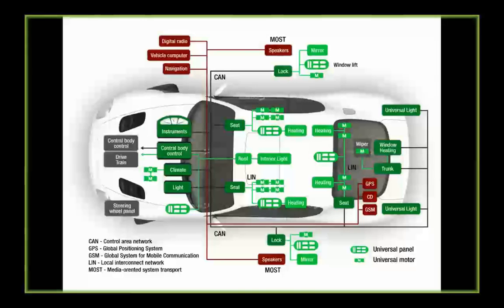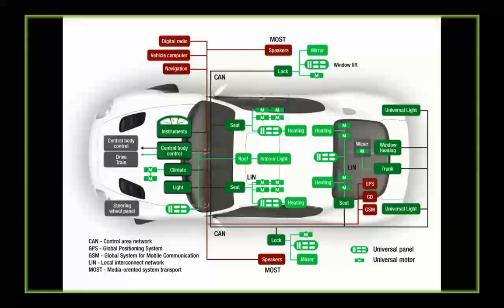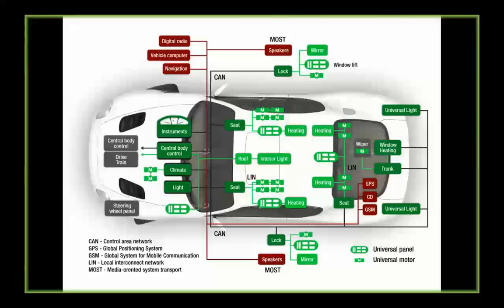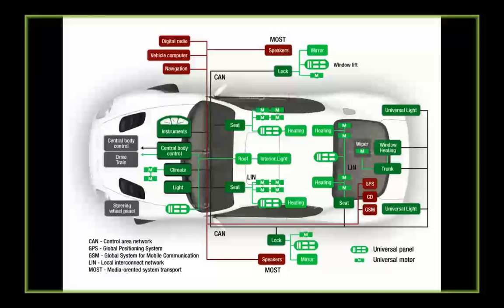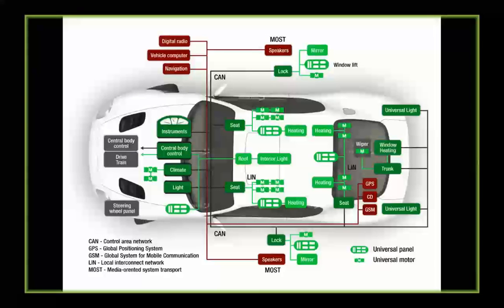You can also see some of the very popular components in a car. Modern car has a lot of things here. So you can see CAN, GPS, GSM, LIN, local internet connect, and MOST, which is the framework. It's a media-oriented system transport by which you can talk from one media tile to another. You can see pretty well segregated components placed over here.